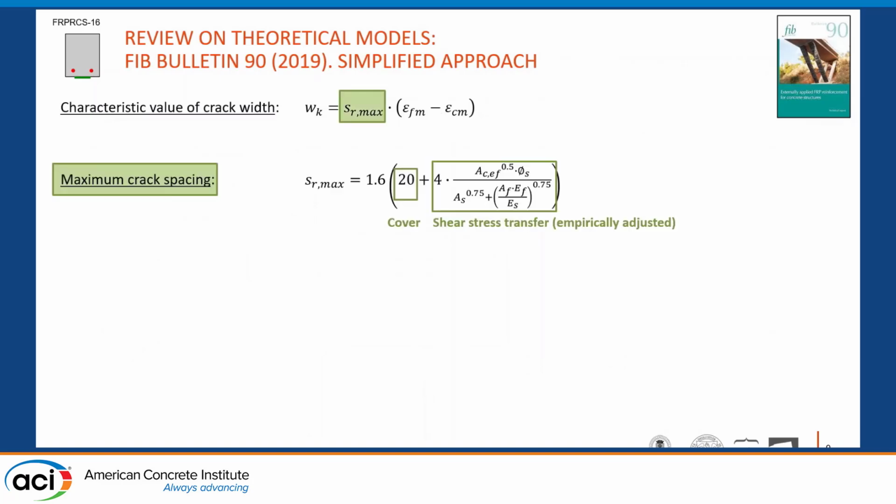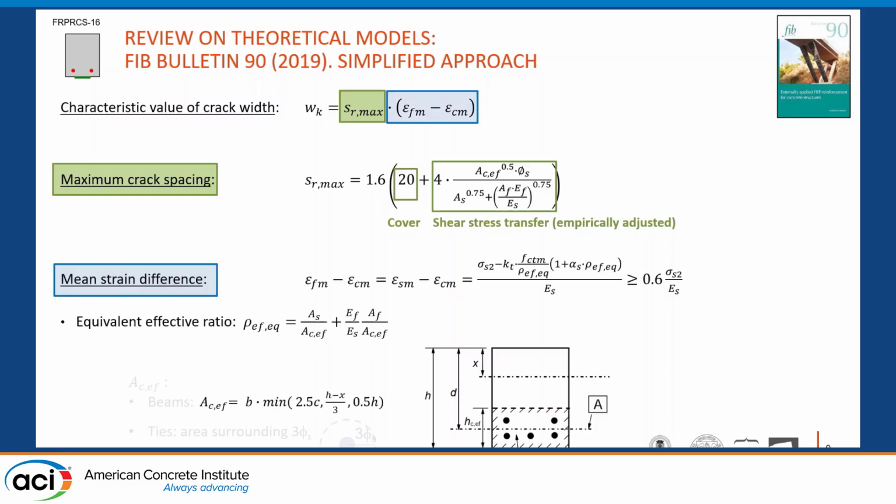You can see here that the maximum crack width, again, has the two factors that we were saying, the factor depending on the cover, that in this case has been fixed, and the second factor that depends on the shear stress transfer, again, but in this case is fully empirically adjusted to a given database that was present at that moment. For the mean strain difference, it's the equation that was in the Eurocode version 2004, with the only difference that it has been adjusted for an equivalent effective ratio.